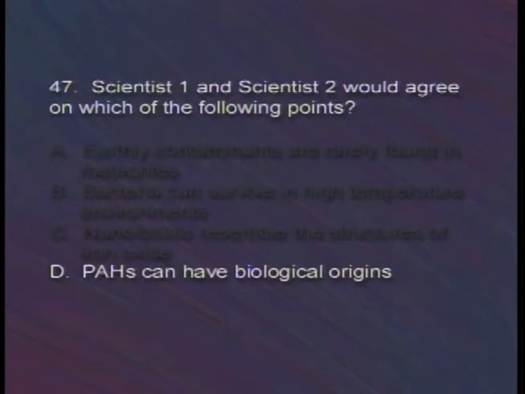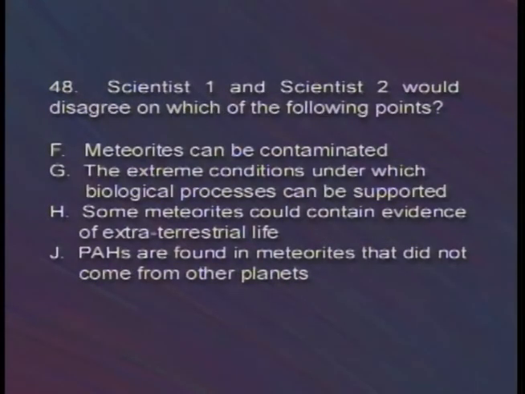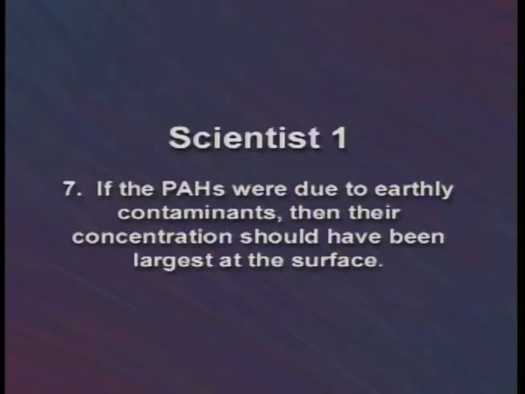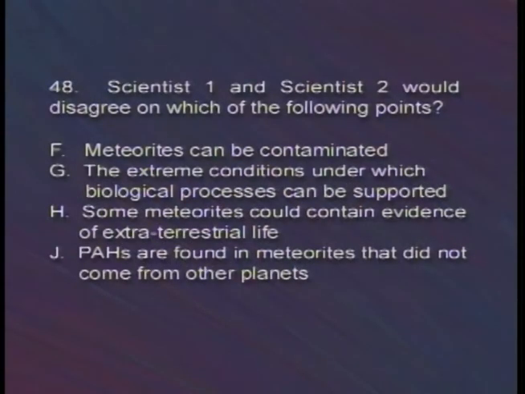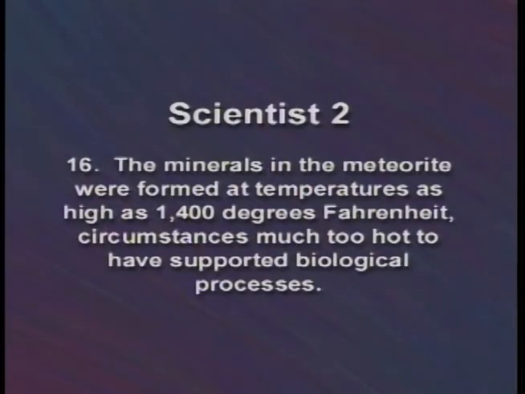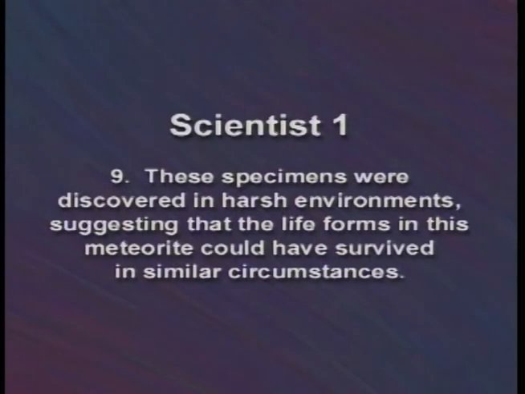Question 48. Scientist 1 and Scientist 2 would disagree on which of the following points. Both scientists agree that some meteorites can be contaminated. Even Scientist 1 suggests that some PAHs can be caused by earthly contaminants. Both scientists disagree with option G. Scientist 2 argues that the biological processes cannot be supported at high temperatures. Scientist 1, however, argues that bacteria can survive in harsh environments.